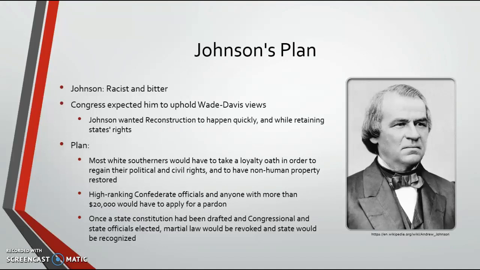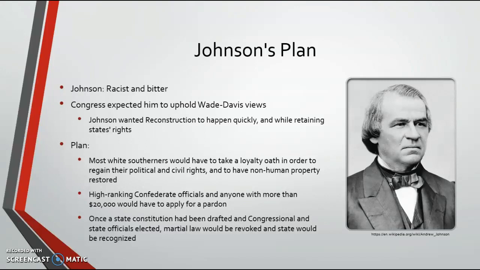He said most white Southerners, so very vague, most white Southerners would have to take a loyalty oath in order to regain political and civil rights and to have their non-human property restored. He also said that high-ranking Confederate officials and anyone with more than $20,000 in property had to apply for a pardon. And then once the state had their constitution drafted, state officials would be elected. When that happened, martial law would be revoked and the state would be recognized.